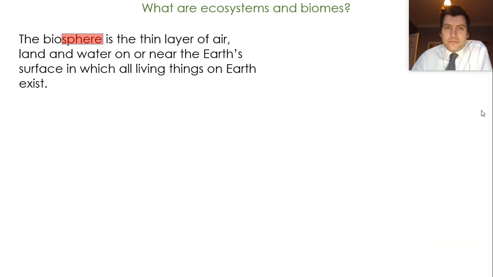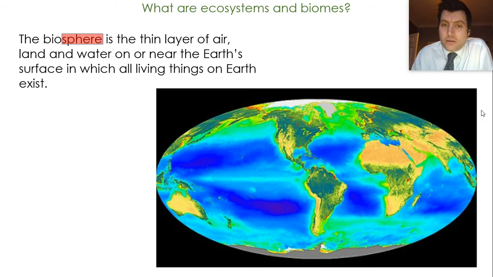Okay, guys. The biosphere is this thin layer of air, land, and water on or near the Earth's surface. So it's almost like this little shell, but not a shell, but it's made of air, land, and water on or near the Earth's surface, in which all living things on Earth exist. So if you look at this, we've got our sphere, although this isn't a sphere when we look at it here, but the idea is the sphere of the Earth.